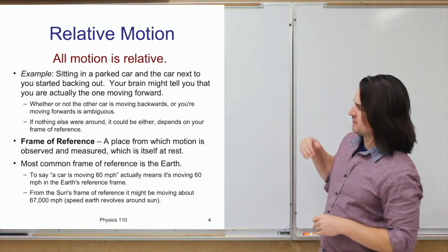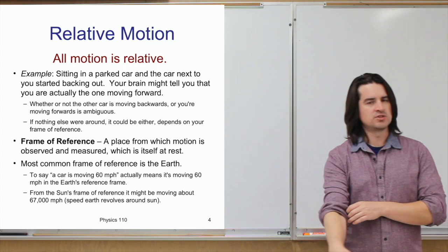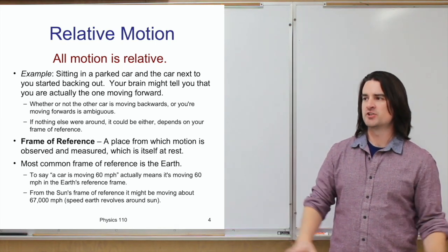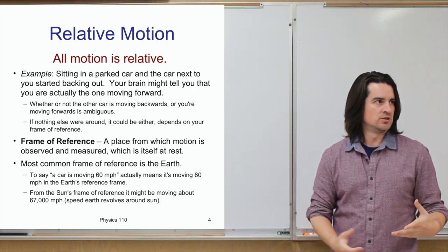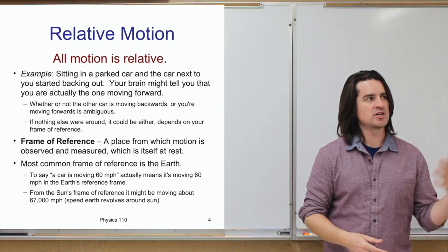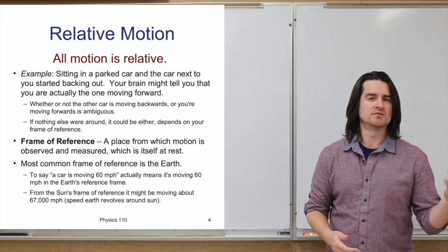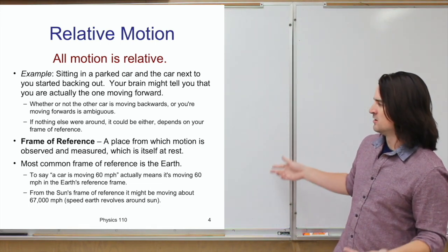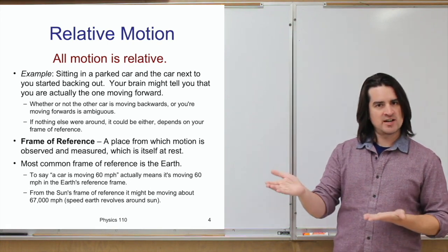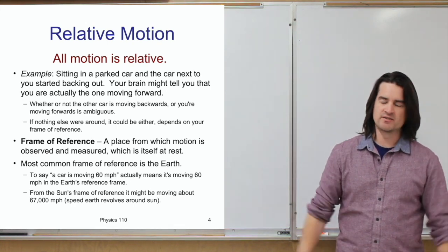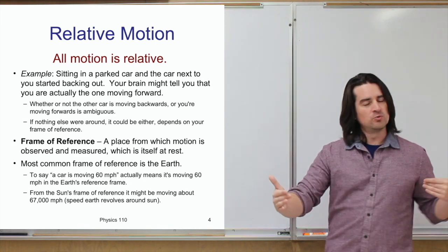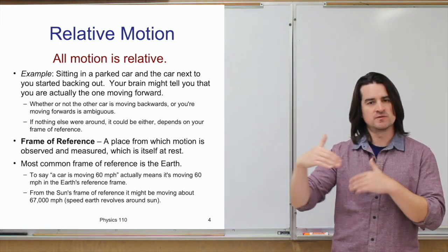Yeah, so the most common reference frame that we use is the reference frame of the Earth, or the Earth's surface. So in general, if you're talking about the motion of something, you're talking about it relative to the Earth's surface. Right, so when I say there's a car, and it's moving at 60 miles an hour, maybe north at 60 miles an hour, what you're really saying in full would be it's moving at 60 miles an hour relative to the surface of the Earth.